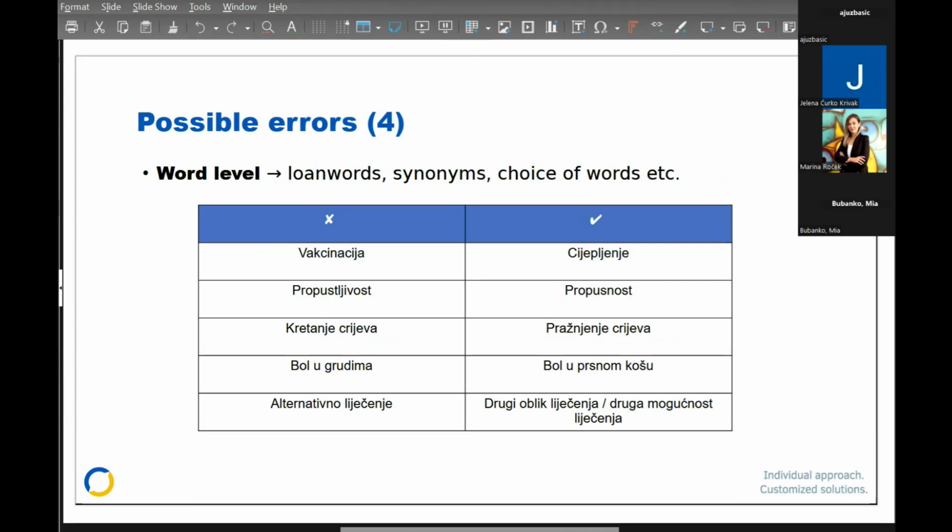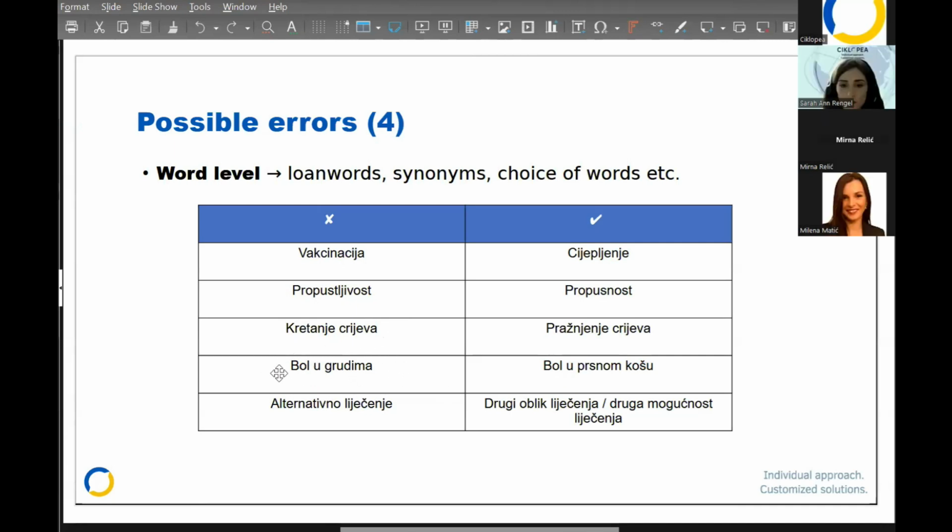Okay. When it comes to the word level, here we mostly need to be careful how we deal with loan words and synonymous words. So for example, as you can see here, kretanje crijeva is not the correct term because it's a too literal translation of the term bowel movement. So the correct term would be pražnjenje crijeva. Also, bol u grudima would be a literal translation of breast pain. But actually we need to translate chest pain or thoracic pain as bol u prsnom košu because the meaning is different.